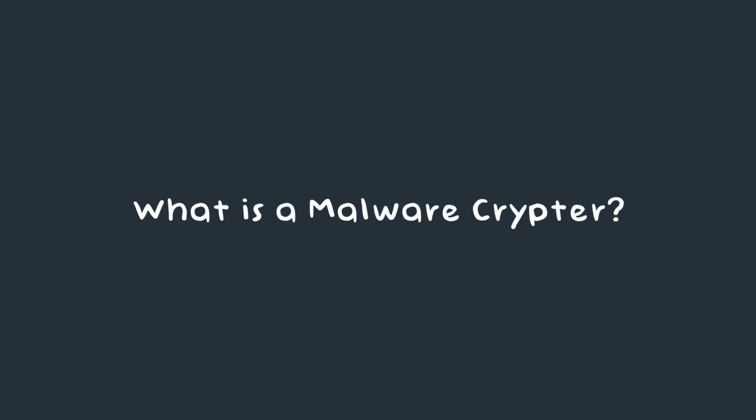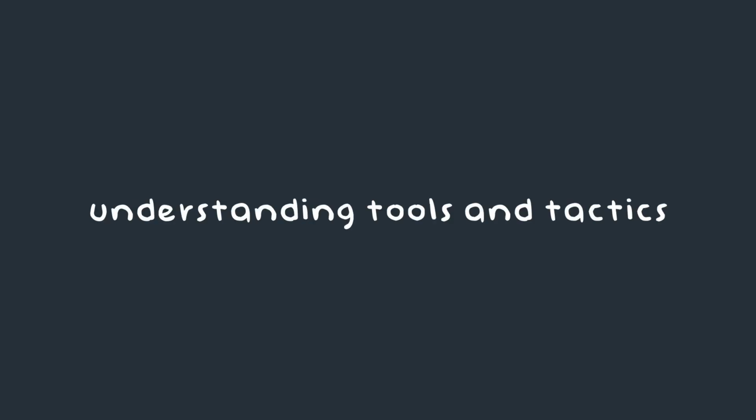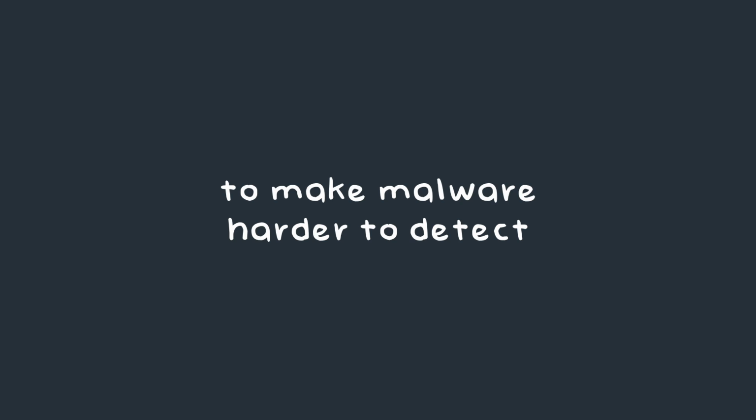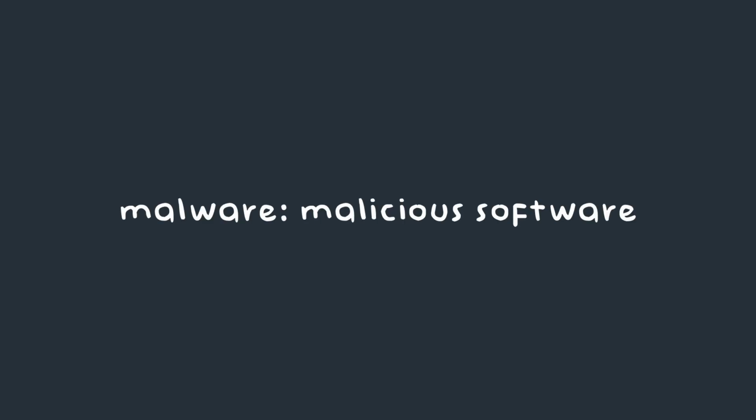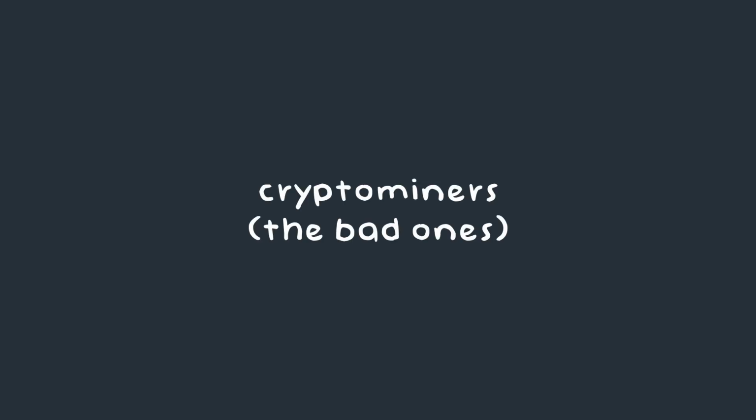What is a malware crypter? That is a good question. Understanding tools and tactics used by hackers to make malware harder to detect can be really hard to understand, and that's why I'm making this video to help you guys. So let's start with a simple definition of malware, which is simply malicious software. Some examples of the different types of malware are info stealers, ransomware, crypto miners, adware, and rootkits, just to name a few. I'll make videos on all these types of malware at some point.